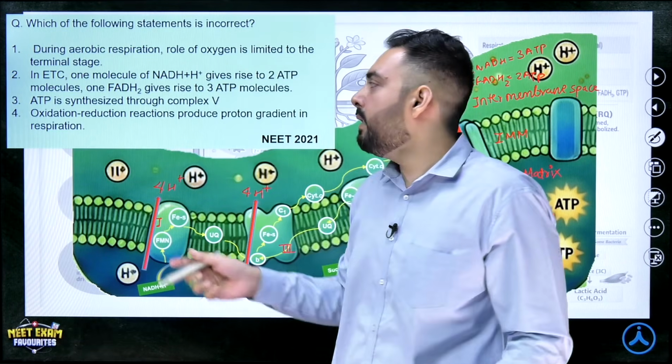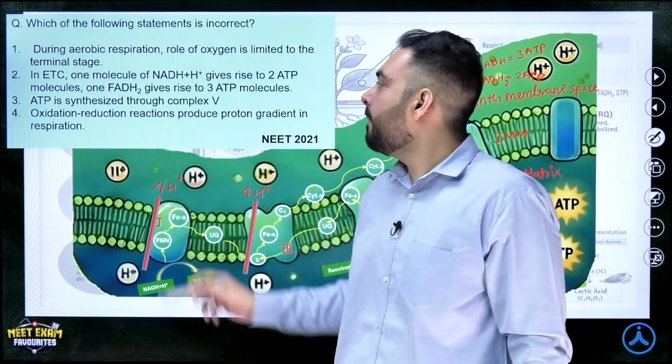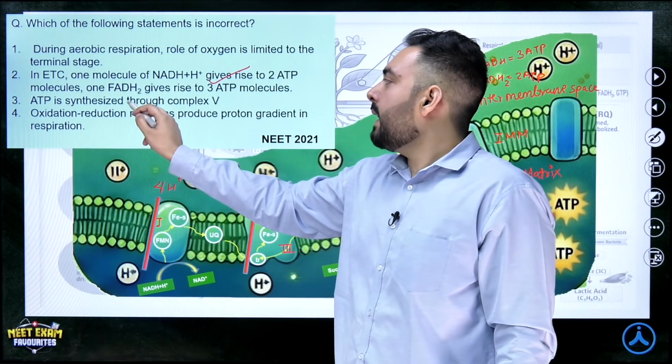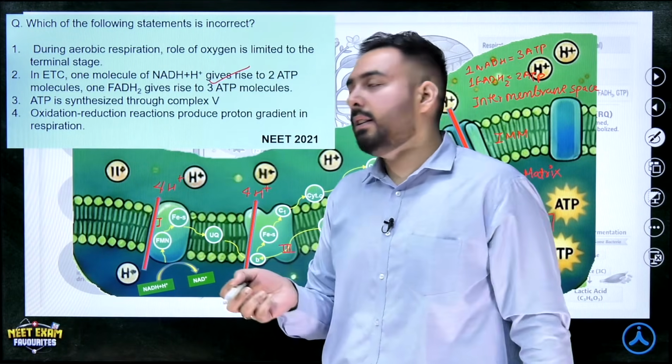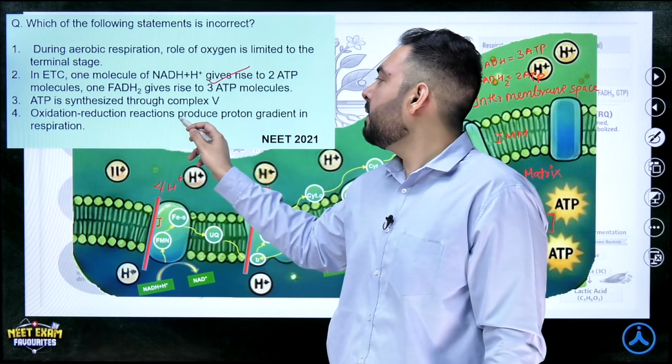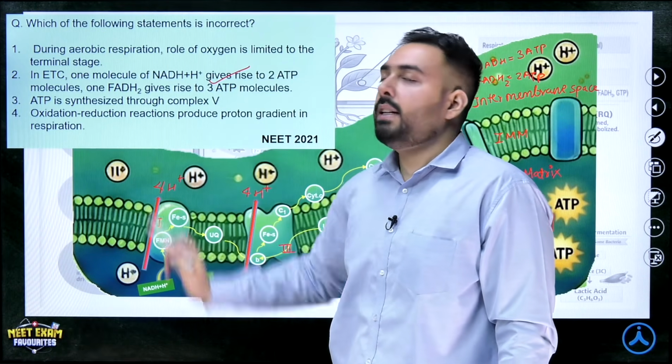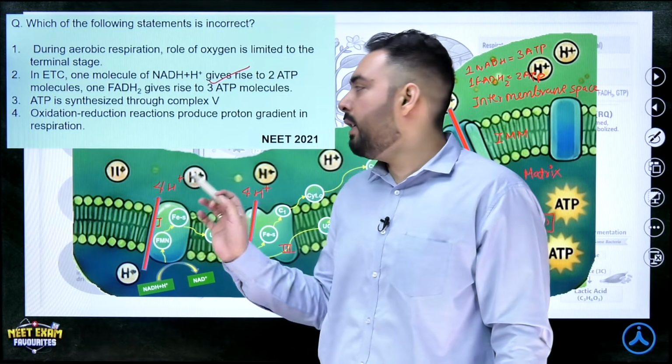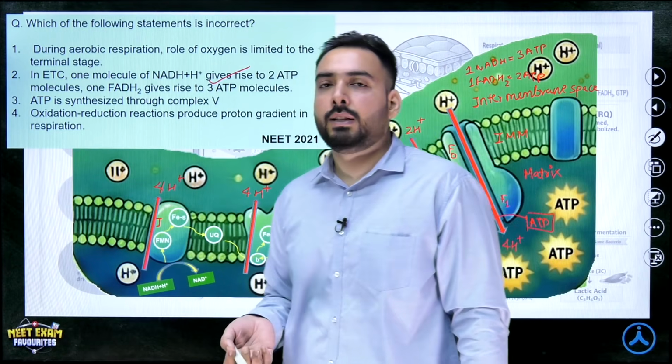This is actually in reverse, so this is the incorrect statement. ATP is synthesized through complex 5. Yes, it is synthesized through complex 5. Oxidation reduction reactions produce proton gradient in respiration. So yes, oxidation reduction produces the proton gradient, which is used for ATP synthesis.